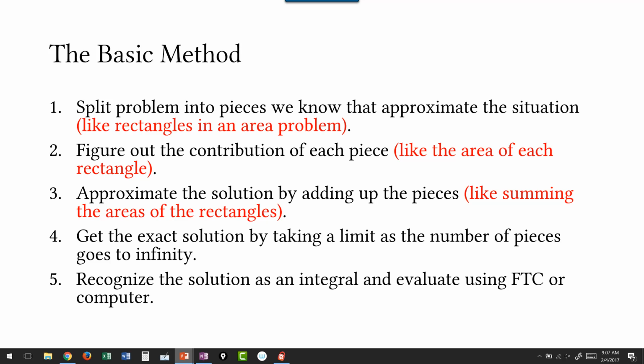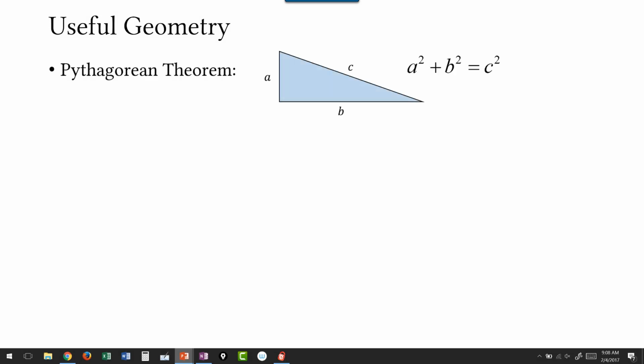Once we have that limit, then we need to recognize that what we have done is set up a Riemann integral, and then we use the fundamental theorem of calculus, or sometimes a computer, to finish off the problem and get a numerical answer. Some of the geometry that we used last time will come in handy again today, so there are a few facts that we'll remind ourselves of.